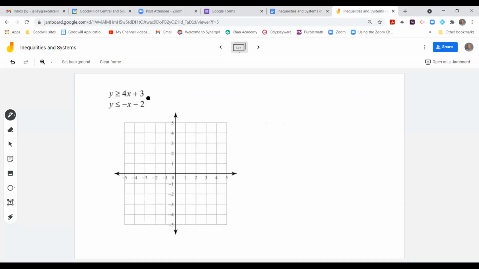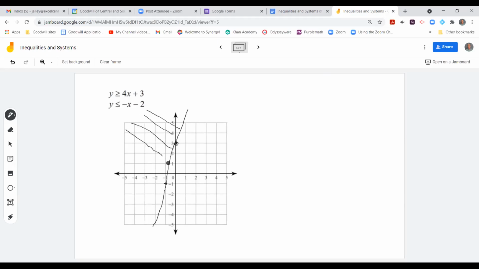So y greater than or equal to 4x plus 3, y less than or equal to negative x minus 2. So two solid lines. Y-intercept for the first one. If I go up 4, I'm off the graph, so I'll have to reverse everything. 1, 2, 3, 4 over 1. Solid line greater than, it's above.